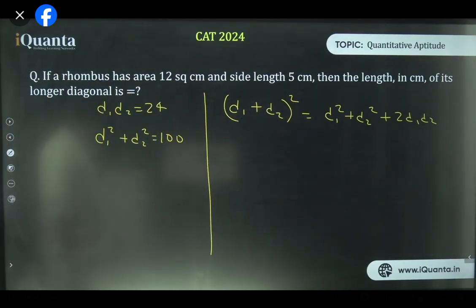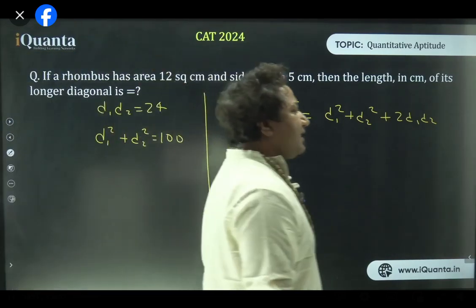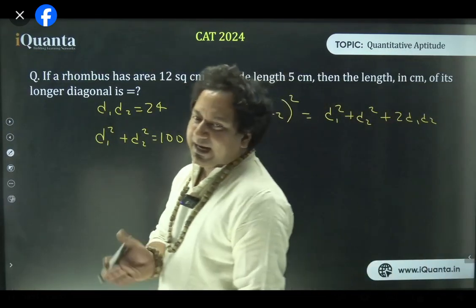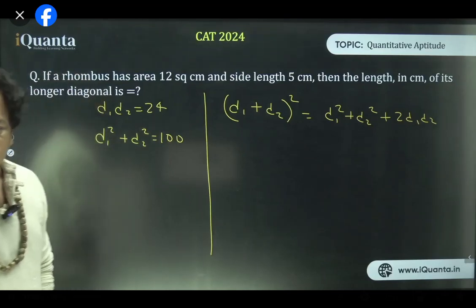Gunjan, rhombus sides are equal, of course. But those sides are not at 90 degrees, Gunjan. In a rhombus, the adjacent sides are not at 90 degrees. The diagonals bisect at 90 degrees. Alright, Gunjan, that's the reason.